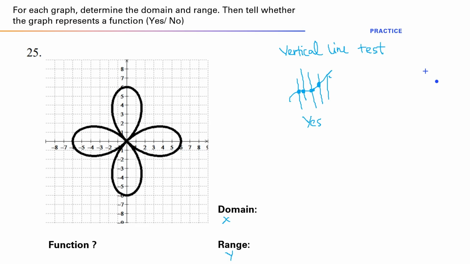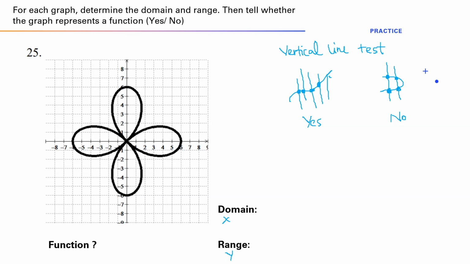Okay, so if the graph looks like this, right? When you make a vertical line, it will cross the graph at 2 points. If that happens, we say no, it's not a function. Only one vertical line only crosses the graph one time.